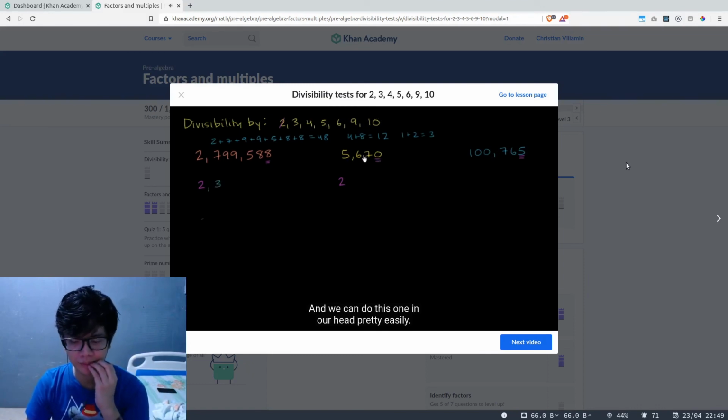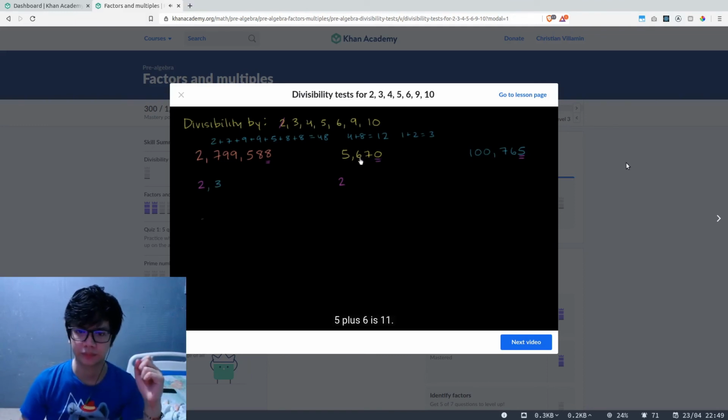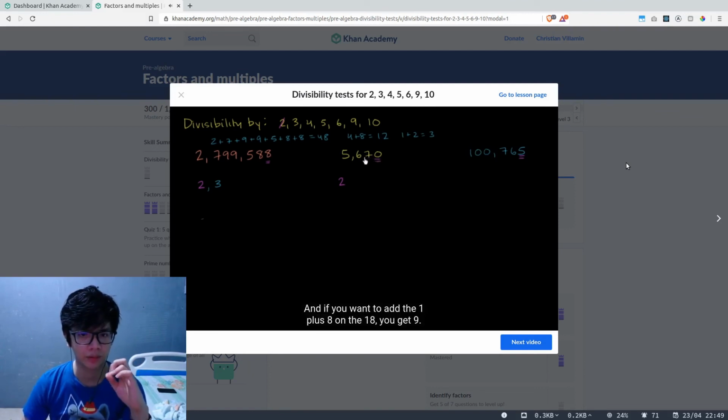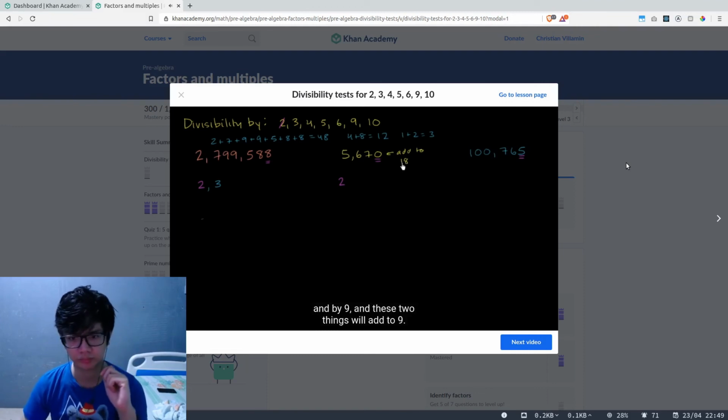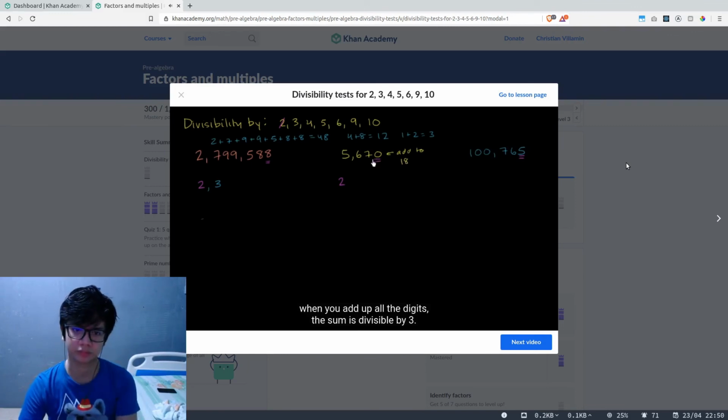This one right over here, let's add up the digits. And we can do this one in our head pretty easily. 5 plus 6 is 11. 11 plus 7 is 18. 18 plus 0 is 18. And if you add the 1 plus 8 of the 18, you get 9. So the digits add up to 9. Well, they add to 18, which is clearly divisible by 3 and by 9, and these two things will add to 9. So the important thing to know is when you add up all the digits, the sum is divisible by 3. So this is divisible by 3 as well.